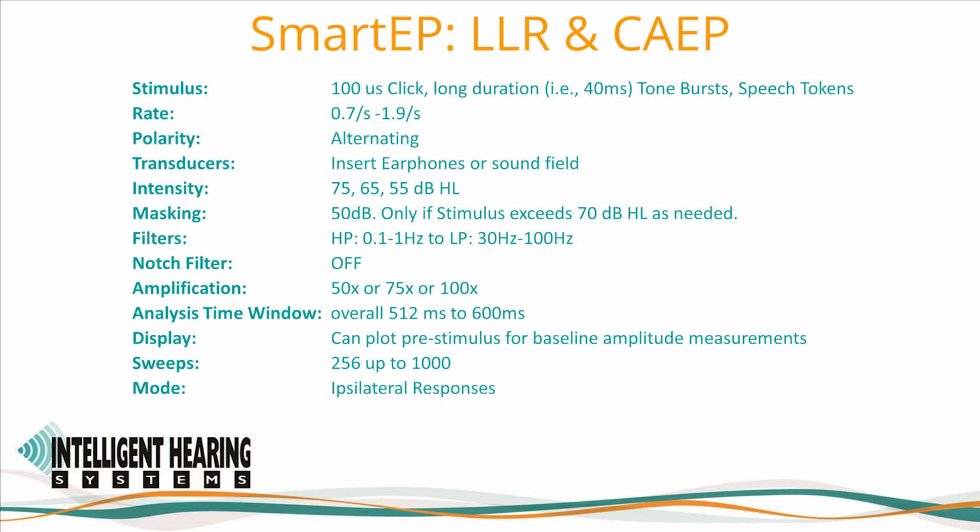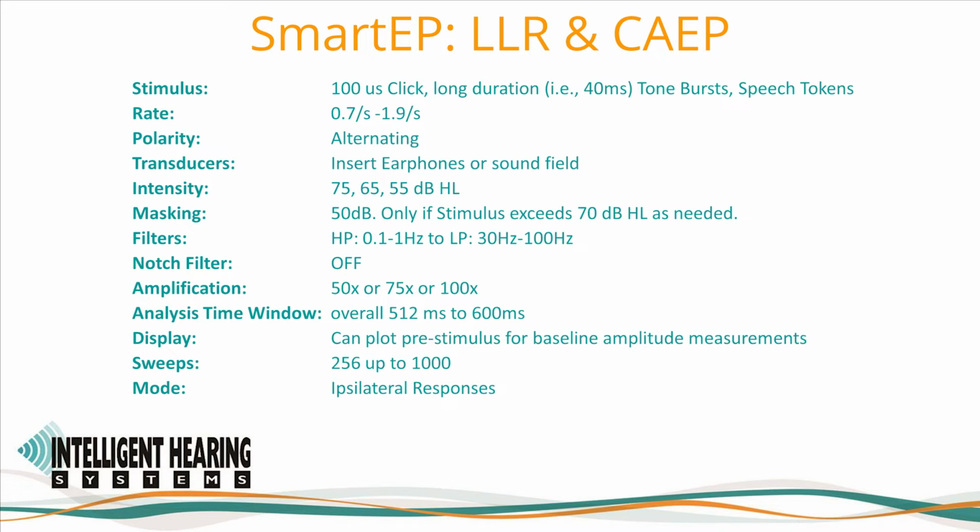The stimulus is typically a 100 microsecond click or long duration, for example, 40 milliseconds, tone burst, and low frequency, mid frequency, and high frequency speech tokens. The rate can vary from 0.7 per second to 1.9 per second. Polarity is alternating. Transducers are typically insert earphones or sound field. Intensities are typically 75, 65, and 55 dB NHL. Masking of 50 dB is only used if the stimulus exceeds 70 dB NHL.